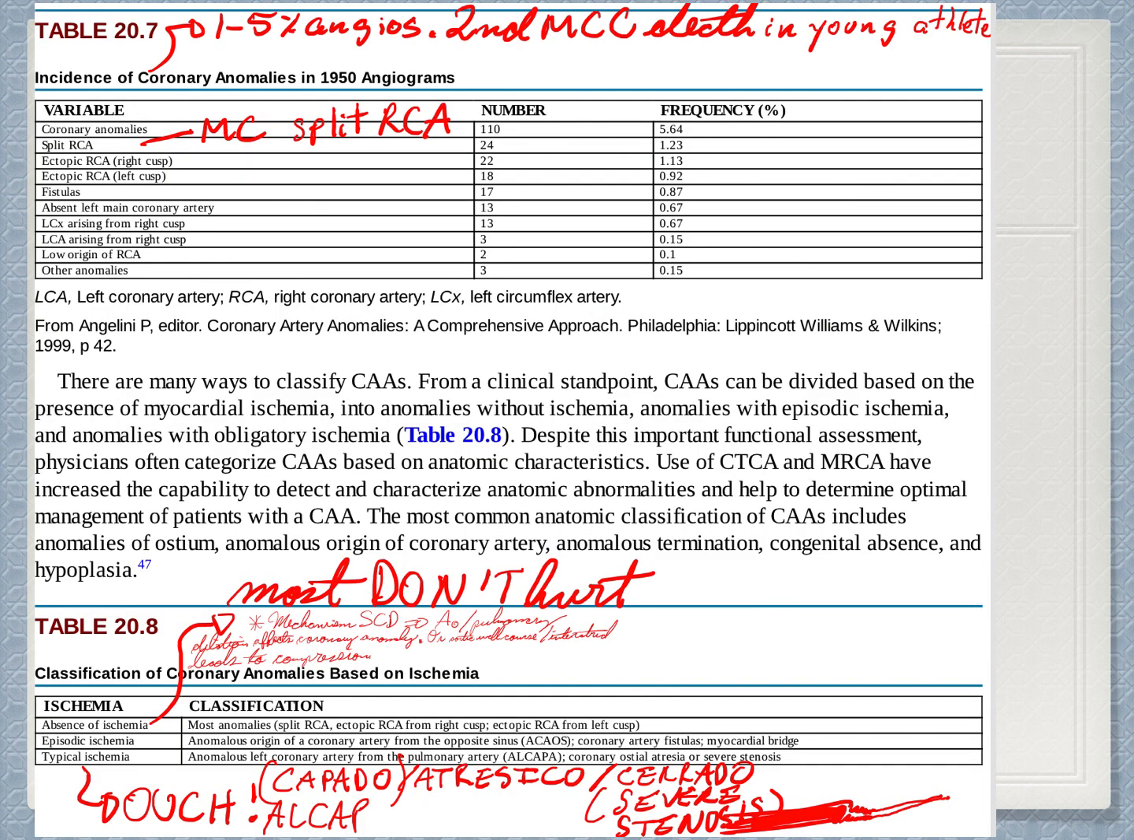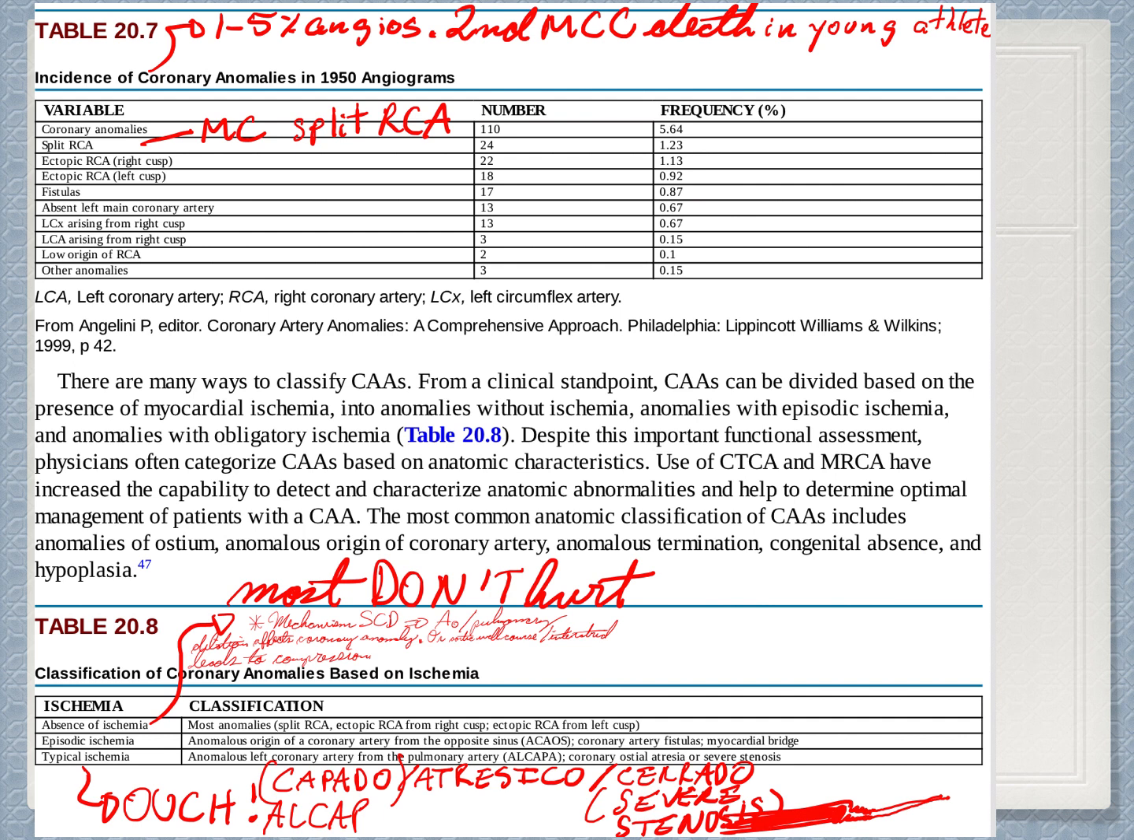Okay, then incidence of coronary anomalies in angiograms. 1 to 5% of angiograms have an anomaly. It is the second most common cause of death in young adults. The most common of the anomalies in general is a split right coronary artery. They are somewhat frequent, but not all are symptomatic. Then in table 20.2, you'll see that most don't hurt, but when they do, they produce angina.